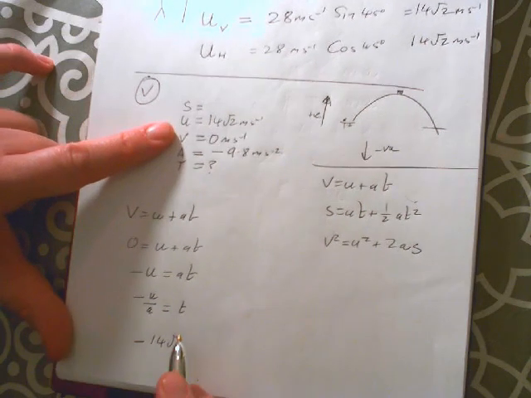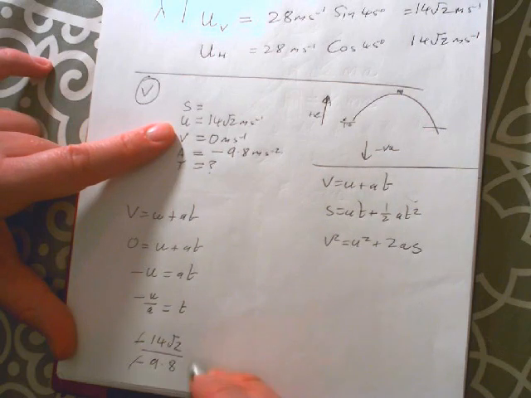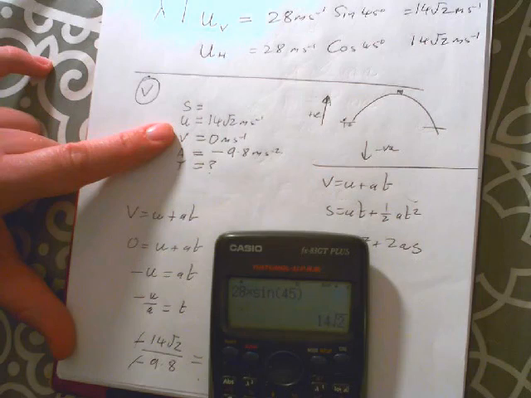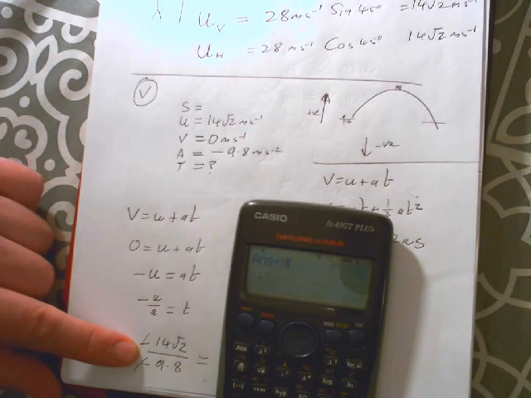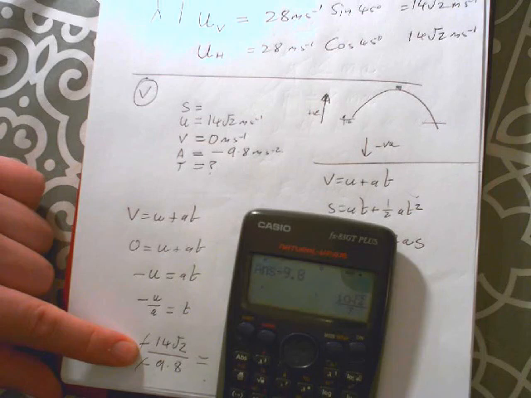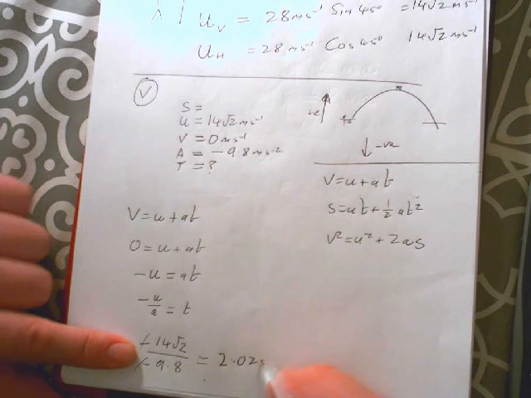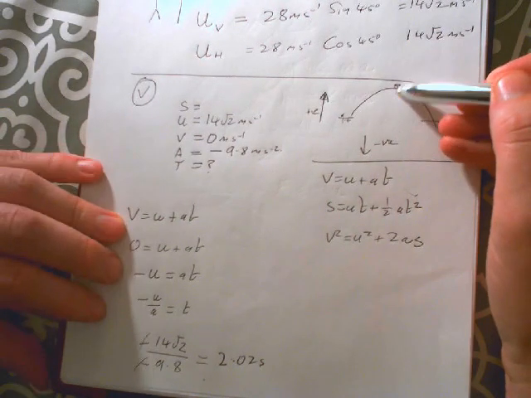Okay, well, minus U was minus 14 root 2. We'll leave out units for now until we get to the end. Divided by, and remember, minus 9.8. So the minuses are going to cancel, leaving us with a time value of, now I've still got it in my calculator, which is better than rounding it off, 14 root 2 divided by 9.8, and now I'll round it off a little bit, 2.02 seconds. We're going to have to be careful here.